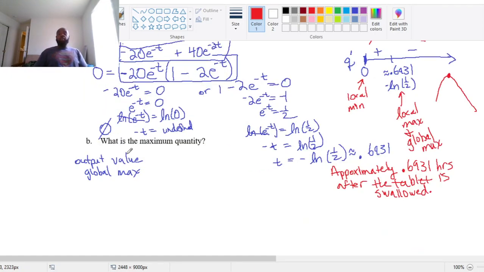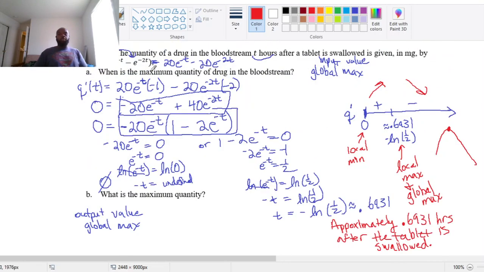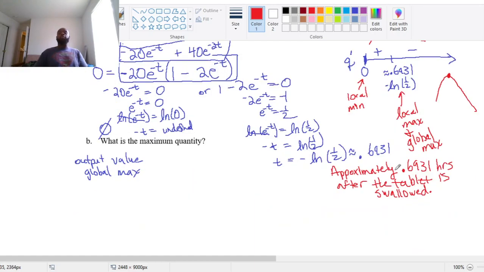Part A. To part B, we have to find the output value of the global max, and that basically means what is the actual maximum quantity, so we go back to the original function. We go back to the original function and we plug in the input value that we just found. So we need to find F of negative natural log of 1/2, because that's the exact value. You can put this approximate 0.6931 value in there. I'm going to put the exact value in there. And what you're going to see is when you do that, you're going to get 5. And since that is a quantity and Q is measured in milligrams, your answer will be 5 milligrams.